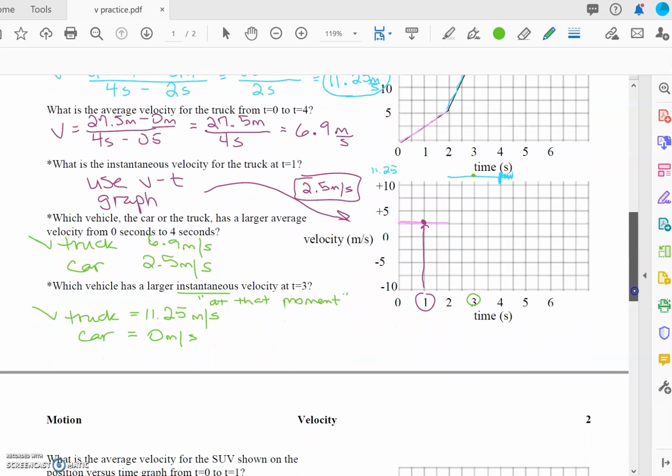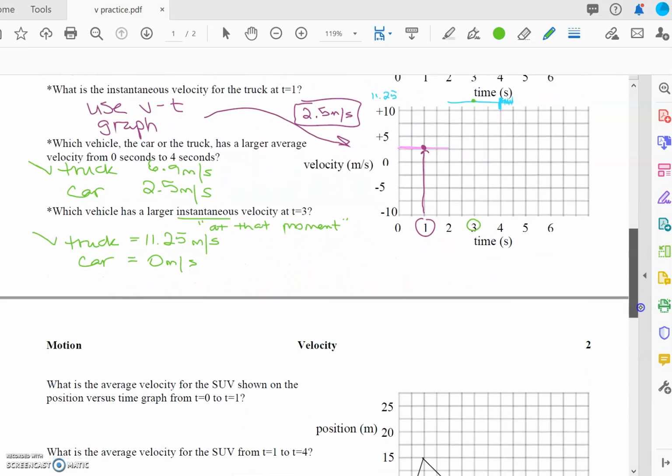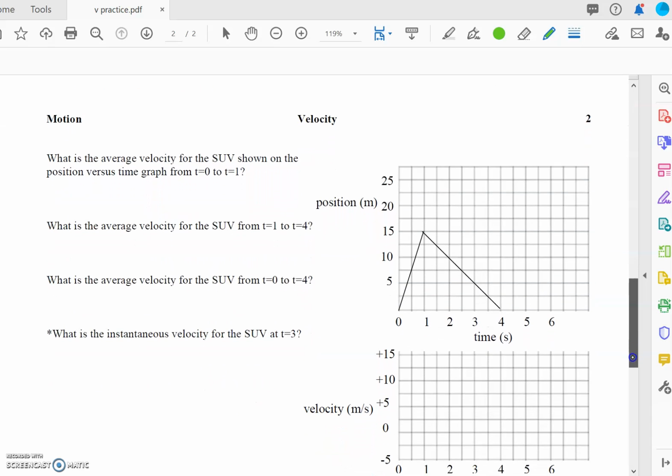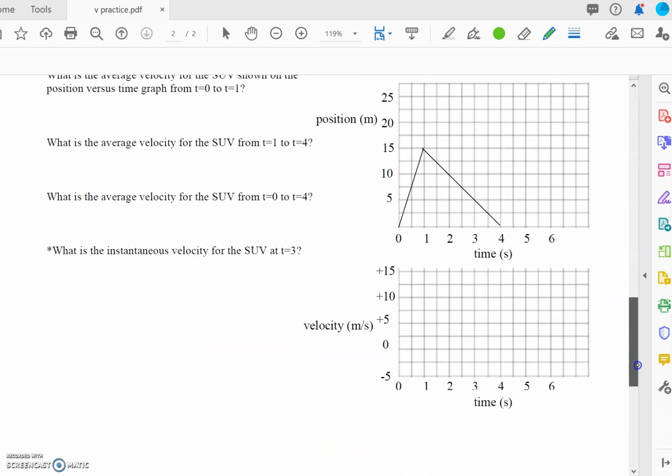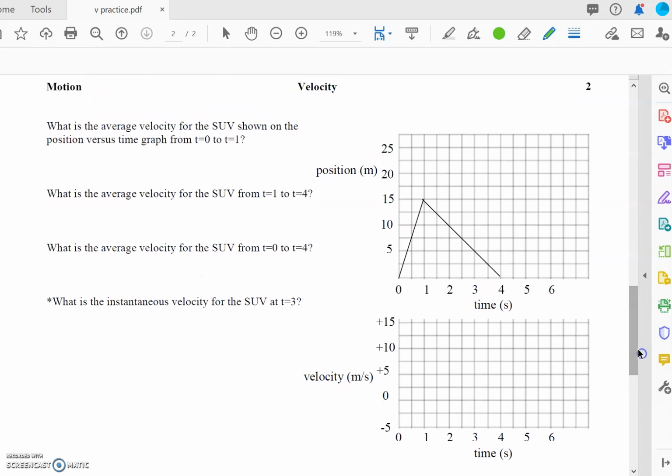What I want you to do right now is to stop this video, and I want you to try the problem on page 2. There's only one problem there. It's going to ask you some similar questions for an SUV that's traveling down the road. See what you can do with those, and then click into the module to look for the video where I've given you the answer to this, and see if you have any questions, and we'll talk about it next time. Good luck and thanks.